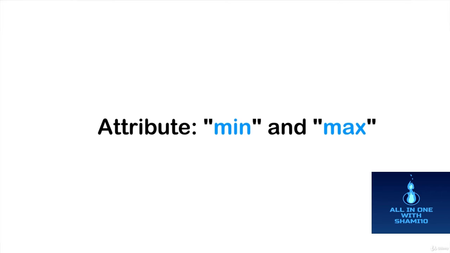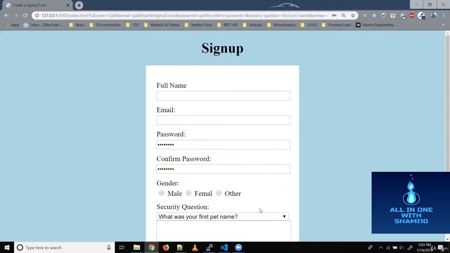The next one is the min and max attribute. The min and max attribute specifies the minimum and maximum values an input element can accept. If you remember, we tried this attribute in the previous video with the date picker. We gave a range of minimum and maximum date to that. So let's try an example to understand this one better.